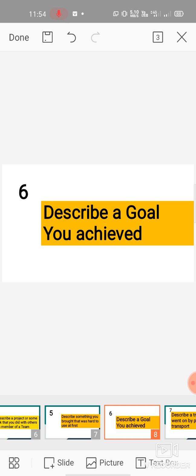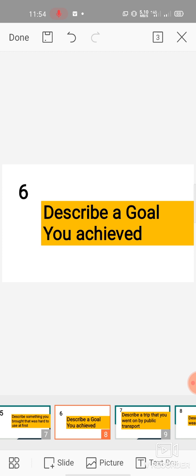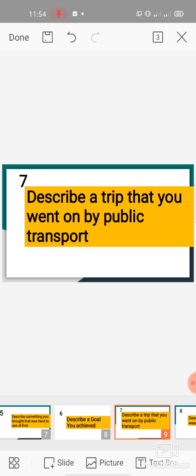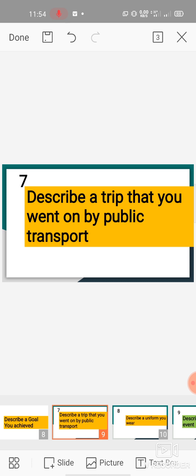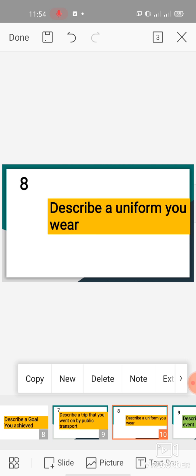Next one is, describe a goal you achieved. You have to describe that you prepared for a goal and you achieved it. Next one is, describe a trip that you went on by public transport. Like you went somewhere with public transport, where you went and with whom. You can describe your cue card.